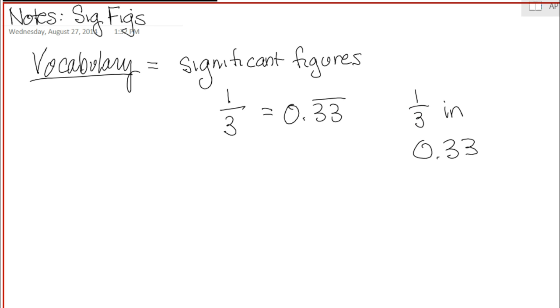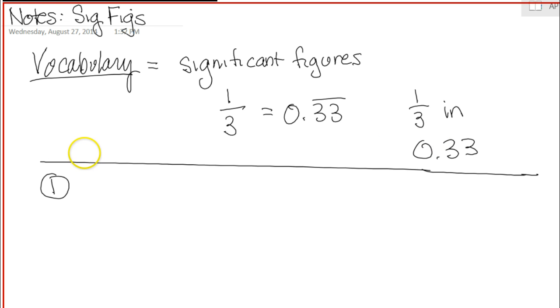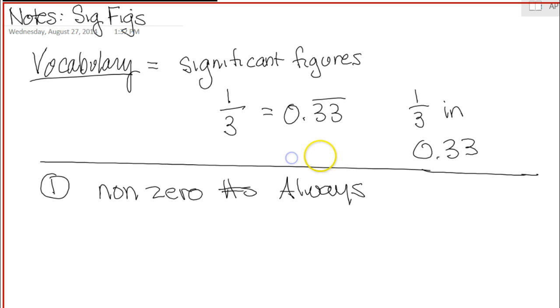So really what we're doing by recording significant figures is we're communicating to our reader the precision of the instruments that we used. So there are some rules when you're trying to count significant figures, and these rules are listed in the reading if you want to review them, but I'm going to list them here in sort of a shortened version. The first rule is that any integer that is not zero, so non-zero numbers, always count as sig figs in a measurement.